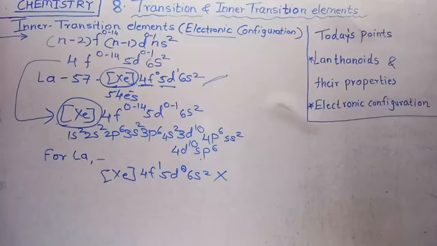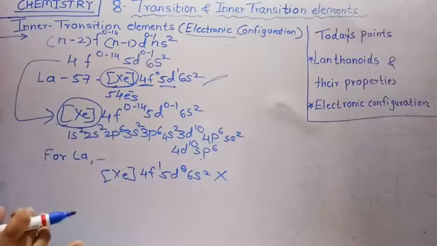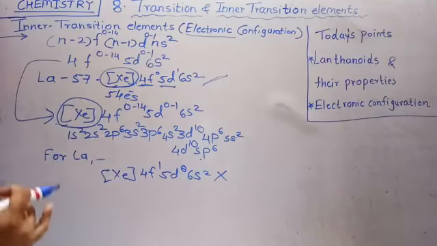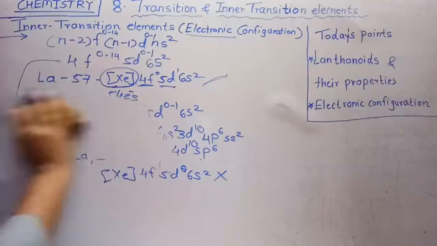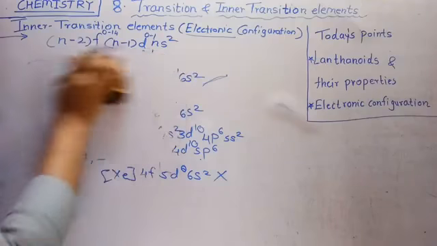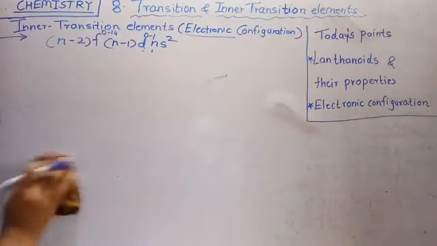After lanthanum, the next element is cerium. In cerium, the electrons enter into the 4f orbital. There is the filling of electrons in the 4f orbital. Right? Then, the electronic configurations of all lanthanides are here. There are a total of 14 elements included in the lanthanoids, which follow lanthanum.